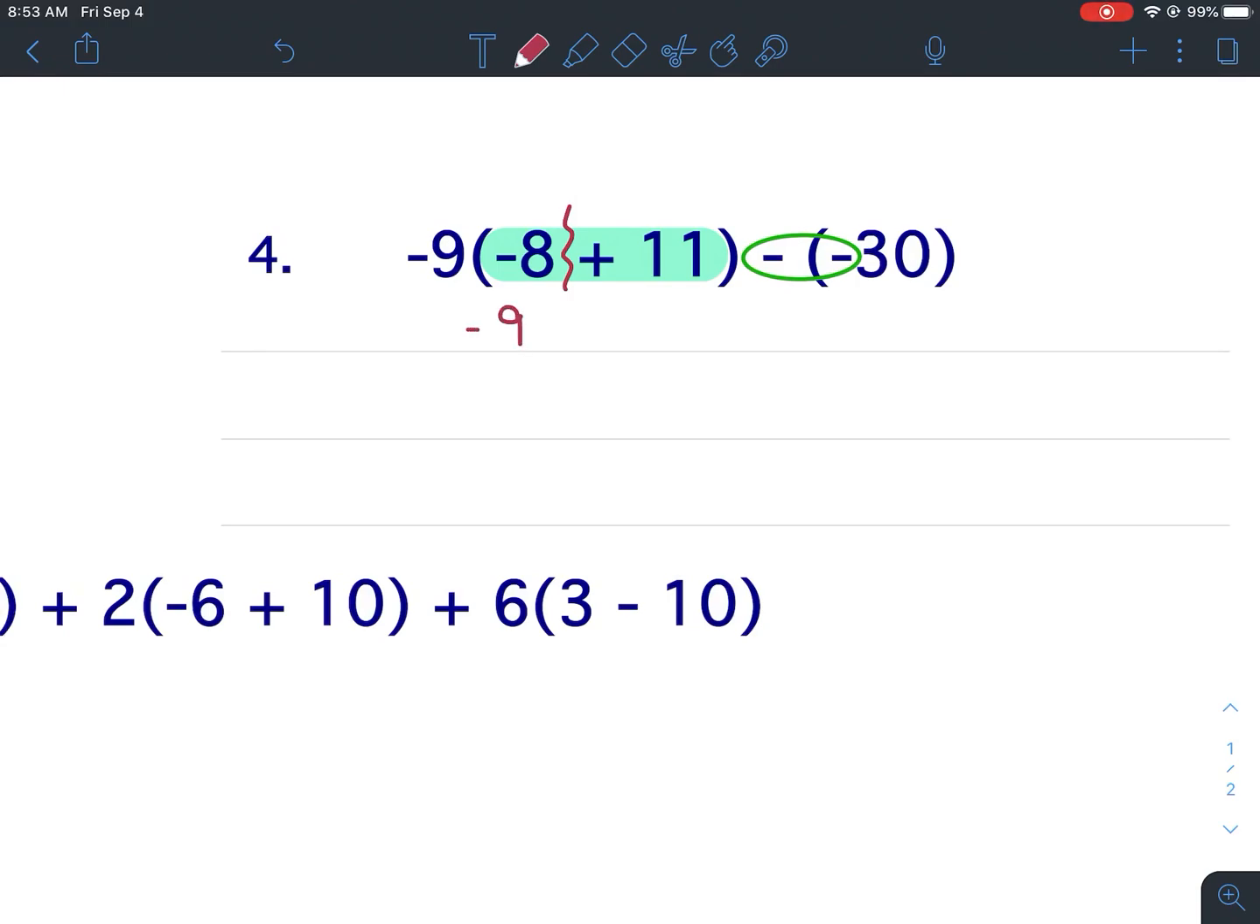I'm going to bring down my -9, parenthesis. 11 minus 8 is 3. 11 is the larger number and it's positive, so it'll be a +3. And then because that's a double negative, I'm going to make that plus 30 on the end.